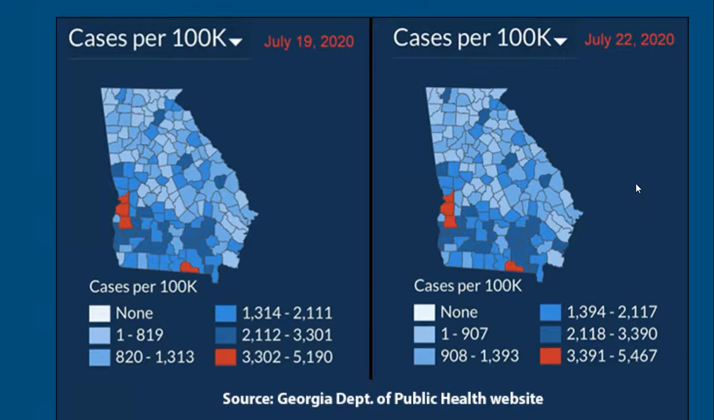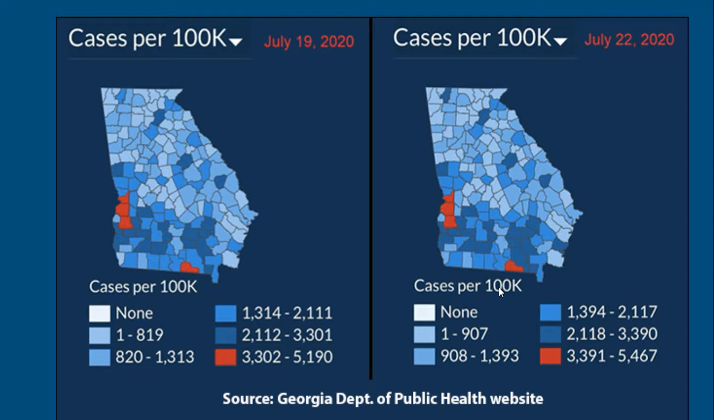Okay. And then this one, my sister lives in Georgia. She actually sent this to me. What's wrong with this? Okay, same map. Notice the same counties are in red. They're the easiest ones to pick out. The same counties are in red as the highest. They both measure in cases per 100K.